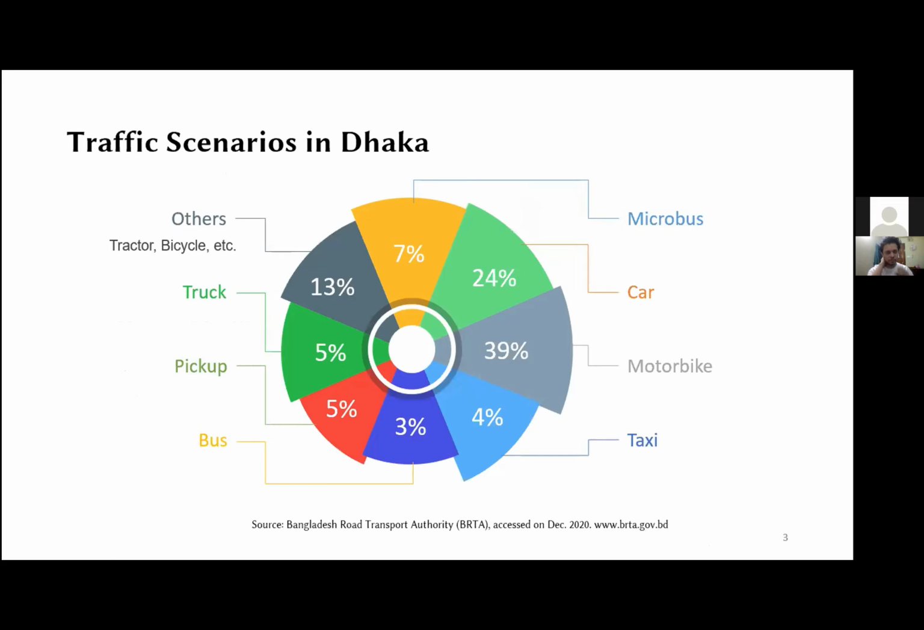If you look at the current situation in Dhaka, this chart is actually collected from a BRTA website. There are about 39% motorbikes and 24% cars in Dhaka city, but a very small number of pickups and buses present. This scenario describes that there is a huge class imbalance problem in Dhaka city if you count the vehicles.